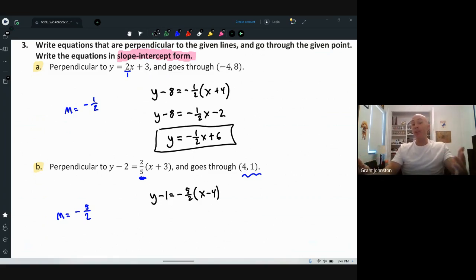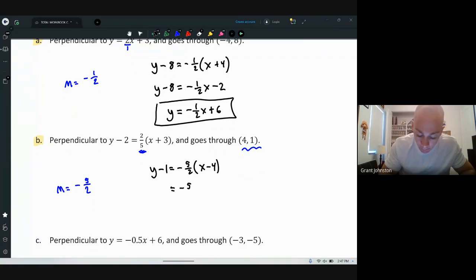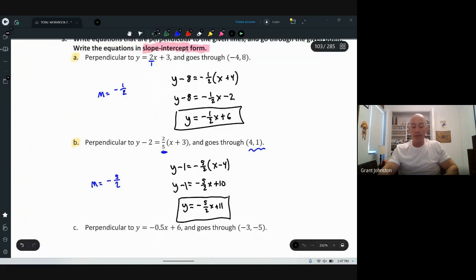It asks to be in slope-intercept form. So I'm going to convert this into slope-intercept form. First thing I'm going to do is distribute. Negative 5/2 x. Negative 5/2 times negative 4, I believe that's 10. Yeah, positive 10. Add 1 to both sides to isolate the y. I'm going to have negative 5/2 x plus 11. And that's all there is to that.